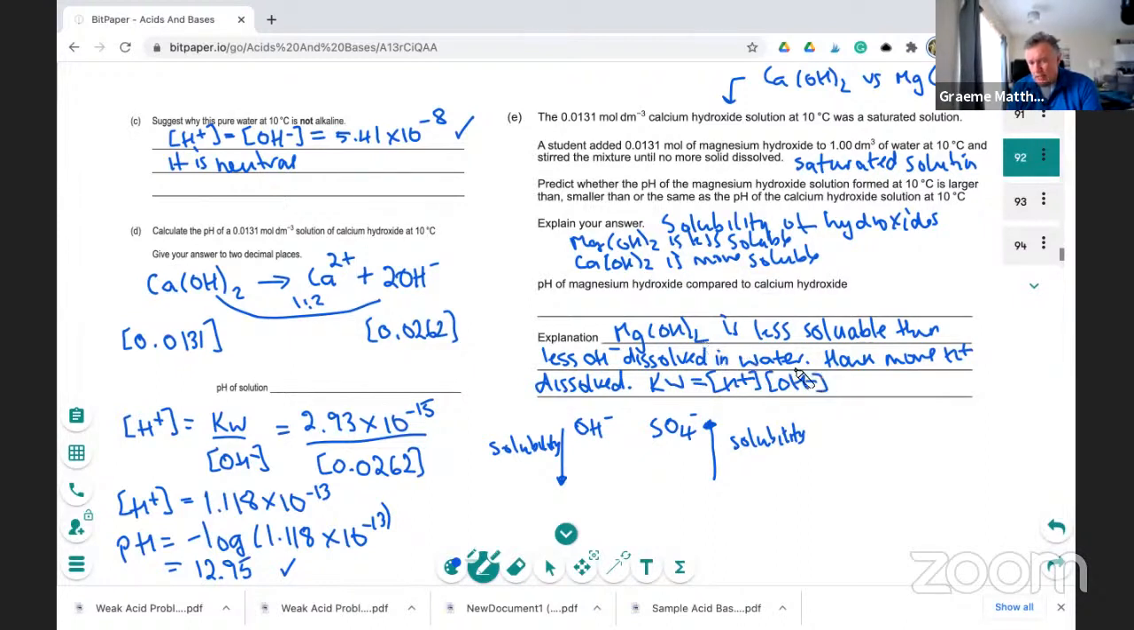And so because magnesium hydroxide is less soluble, less hydroxide ions are present, which means that the concentration of the hydroxide ion goes down, which means the concentration of the hydrogen ions has to go up because Kw is constant. So I'd have more hydrogen ions, and the concentration of hydrogen ions would increase. Therefore, I would have a lower pH because it's more acidic. So I'm thinking that the pH would be lower.